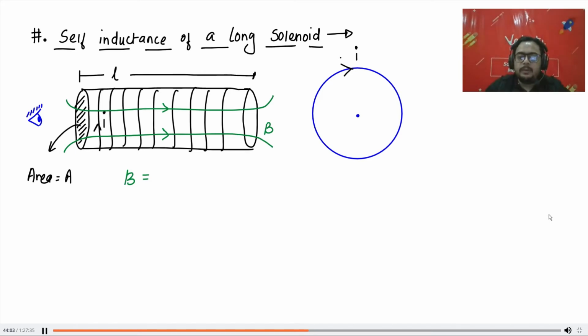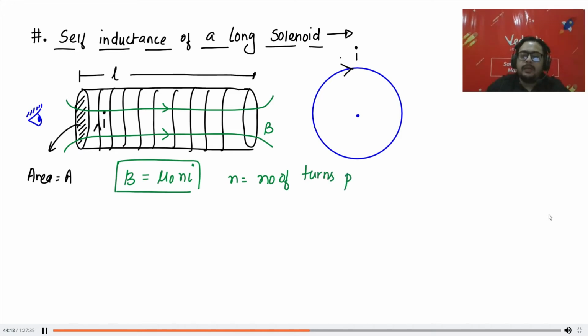Very good. It is mu naught Ni. What is small n? Small n is the number of turns per unit length. Very good. So I calculate the total flux through the solenoid. How much will be the total flux?